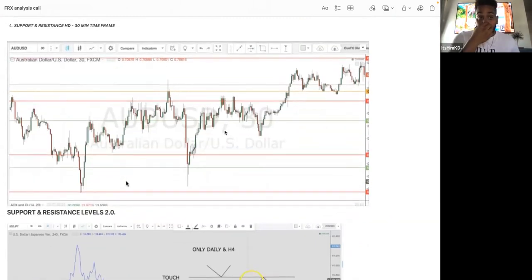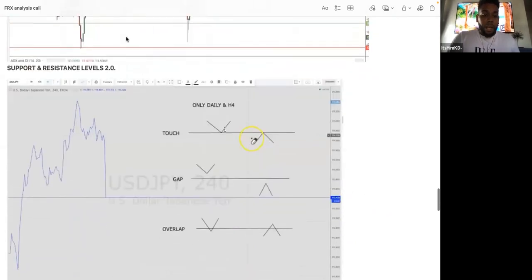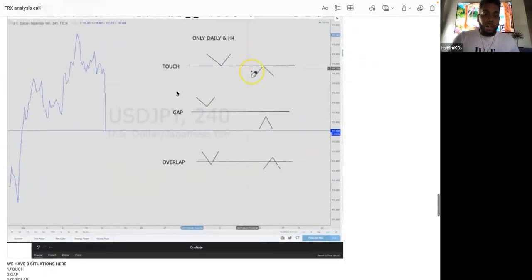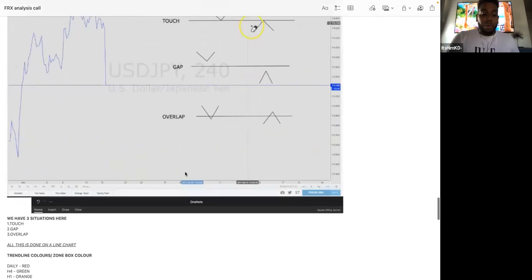Support and resistance levels on the 30-minute time frame, I look for them. And then I look for touches. Like, these are the things that I look for. These are called touches right here. These are called gaps and overlaps in the market. I really pay close attention to this because it's very, very important for you guys to know that.